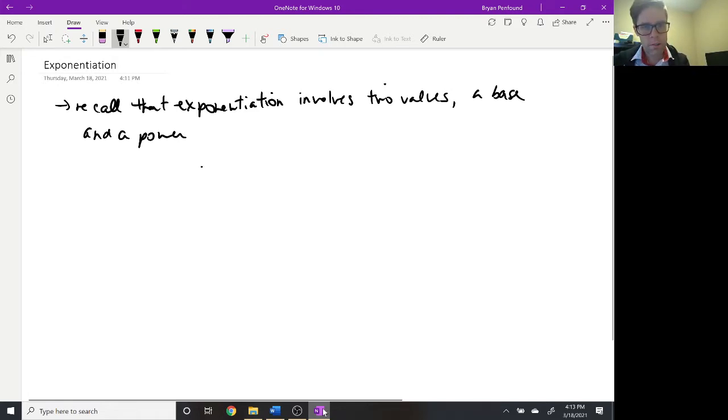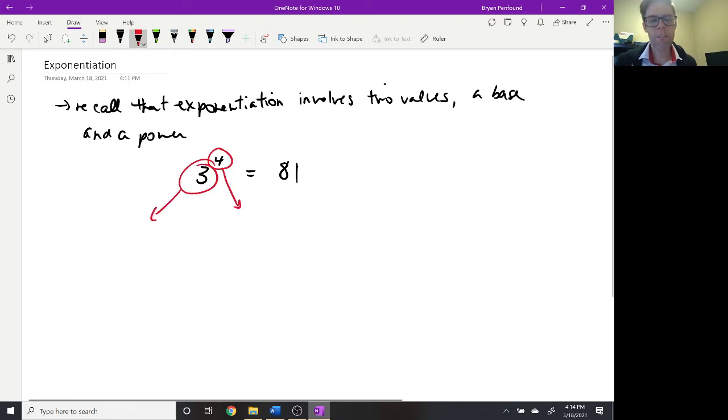So let's look at something like 3 to the power of 4. This would be 3 times 3, which is 9, times 3, which is 27, times 3, which is 81. And so the two numbers that we want to be thinking about are the numbers 3 and 4. 3 we call the base of the expression, and 4 we're going to be calling the power or the exponent of the expression.